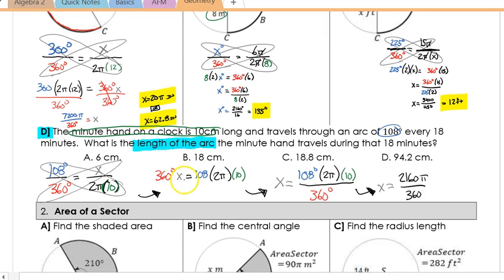As we can see, cross multiplying, dividing by 360, doing all the math, leave it in terms of pi. 2,160 pi divided by 360 actually equals 6 pi. Notice none of my answers are left in terms of pi here, so I'll do the decimal approximation, which is 18.8. So my answer here is going to be C, 18.8 centimeters.